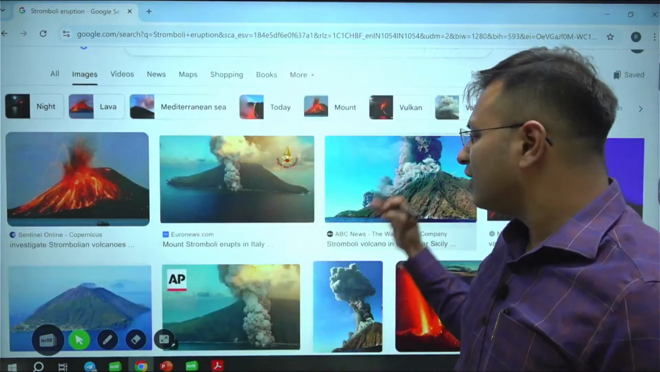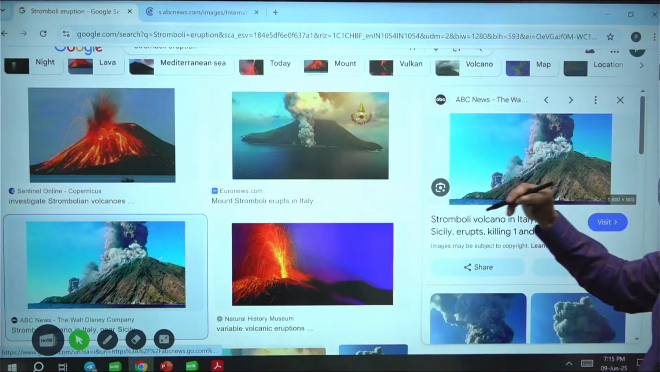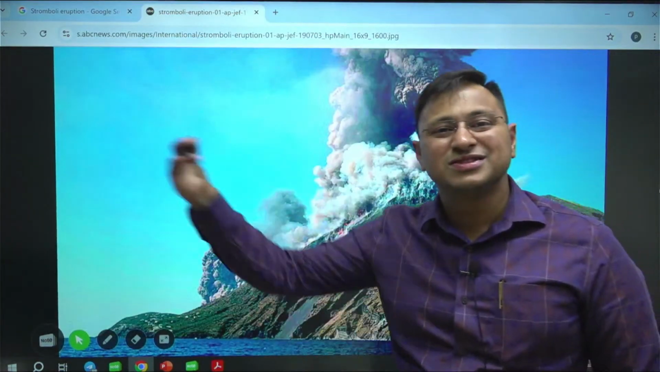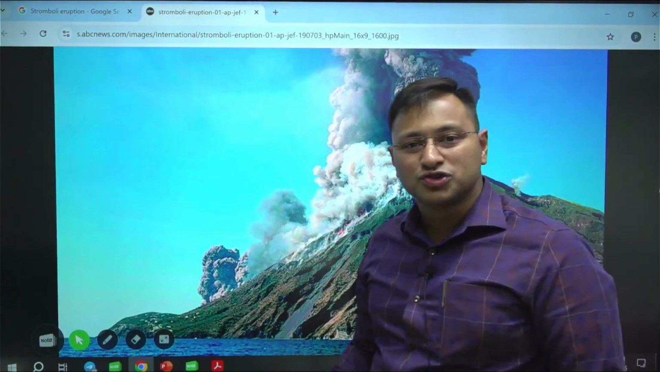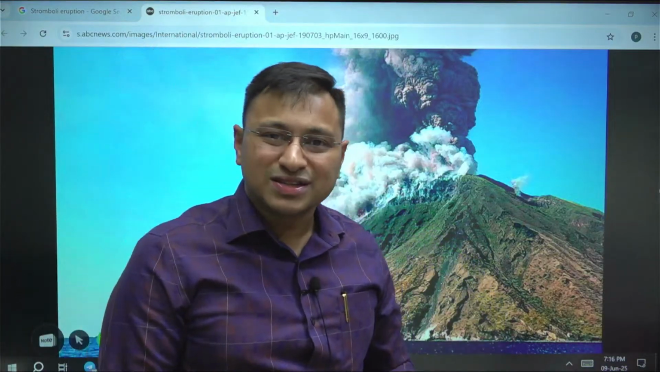So if you carefully observe Mount Stromboli, it is referred to as the lighthouse of the Mediterranean. It has been used as a navigational waypoint since centuries, since ages. If you carefully observe the eruption of Mount Stromboli, guys, you will see a very unique peculiarity. What is this unique peculiarity?